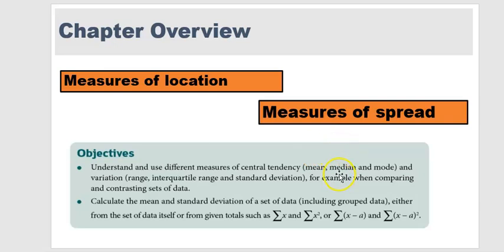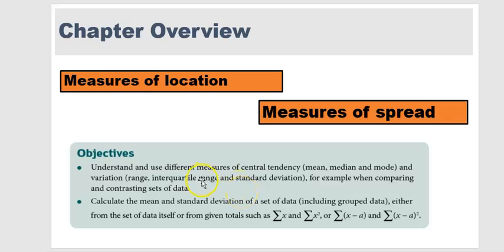mean, the mode, the median, and variations like the interquartile ranges, that is the upper quartiles, the lower quartiles, and even the middle class. So we will look at the range, the interquartile range, and the standard deviation. For example, when comparing and contrasting sets of data, we might use those interquartile ranges and standard deviation of the data. And also, for us to be able to find the standard deviation, we also need to find the variance.